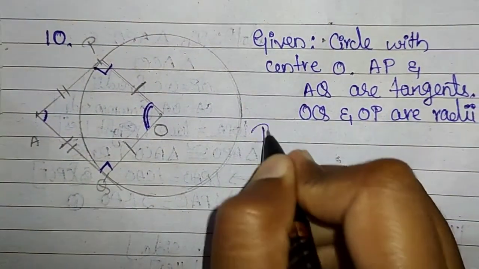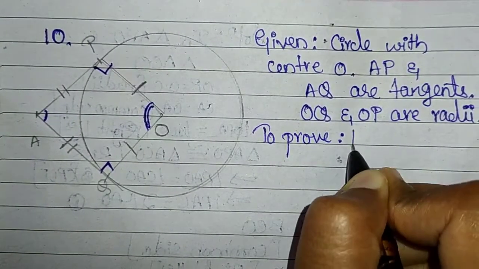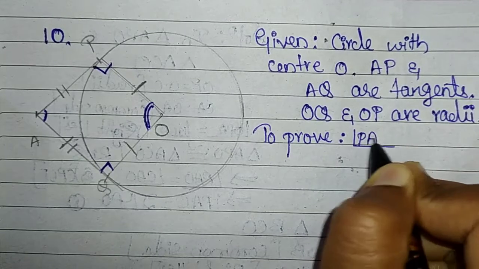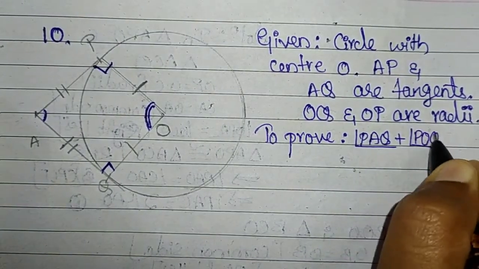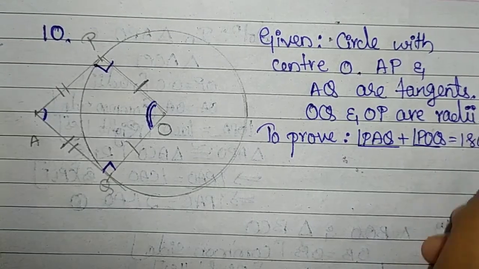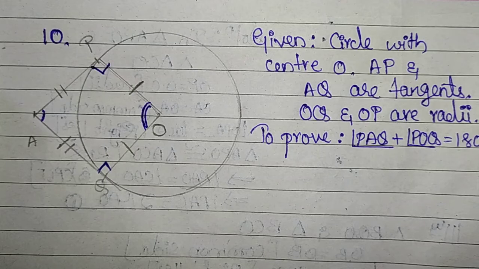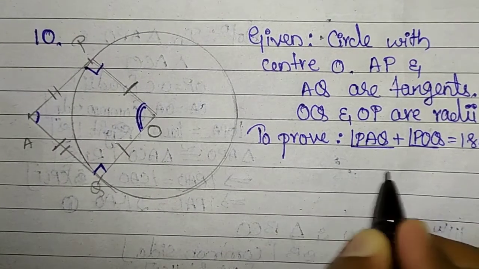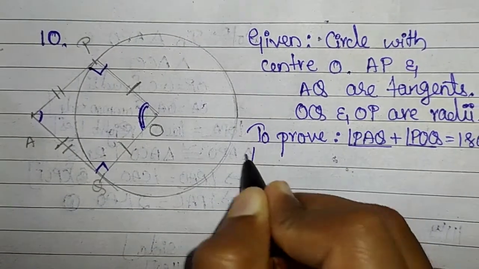So to prove angle PAQ plus angle POQ is equal to 180 degrees. Supplementary means the sum of those two angles is 180 degrees. The opposite of this, when we say complementary, it means the sum of the angles is 90. When we say supplementary, the sum of the angles is 180 degrees. So to prove PAQ plus angle POQ is equal to 180 degrees. Proof.